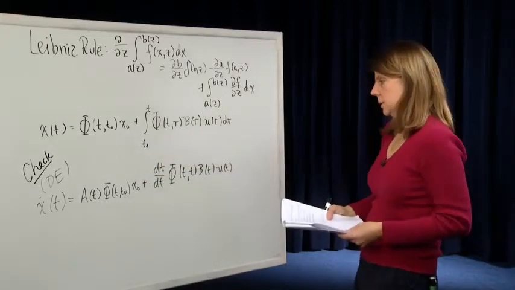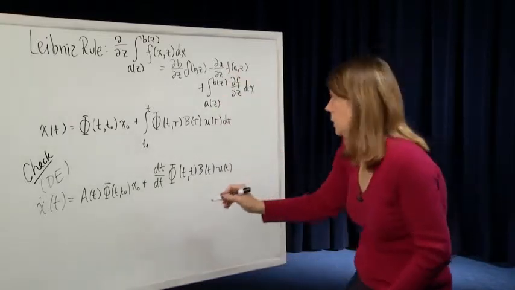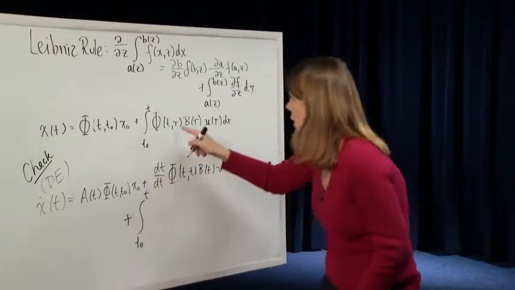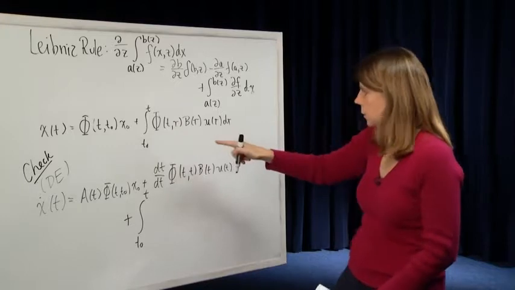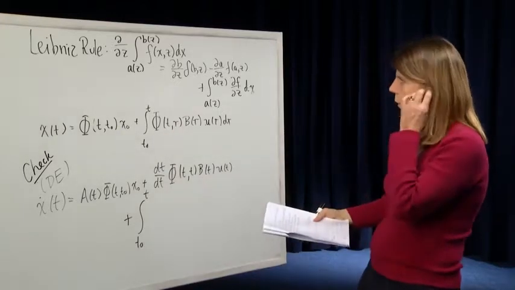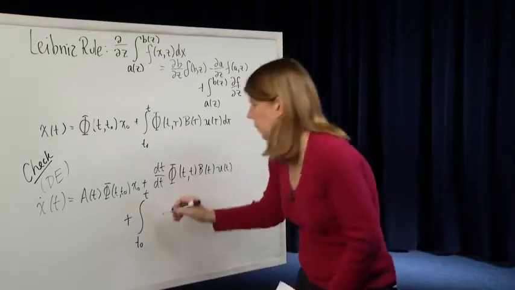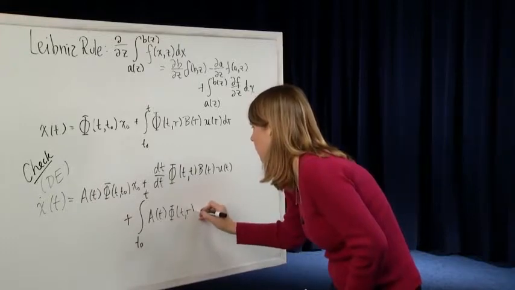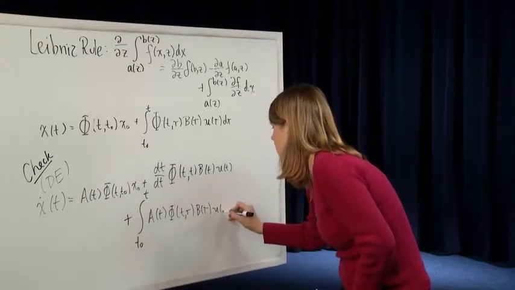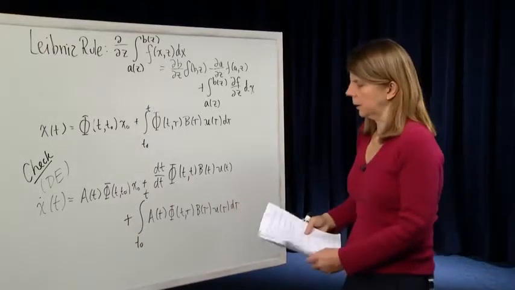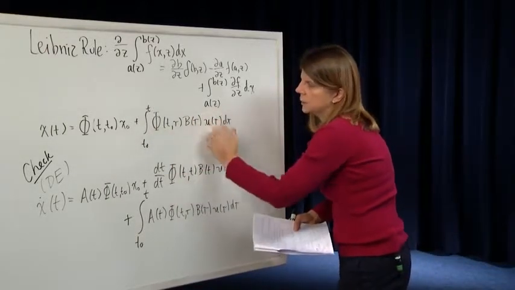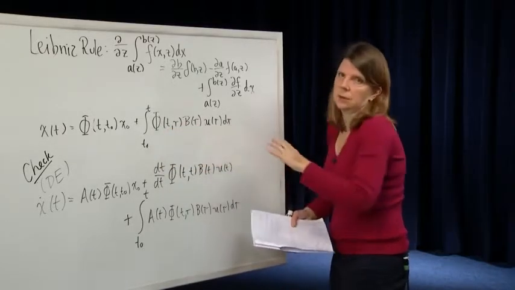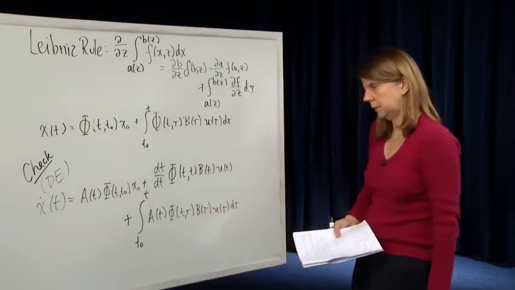Well, in this case, the lower limit is t0. It's fixed, and it doesn't depend on time. So that term just goes to 0, and then we end up with the integral term, which is the integral from the limits t0 to t of df by dz. So now we're just taking this derivative here with respect to t. So we pull out the a of t, phi of t, tau, b of tau, u of tau, d tau, just remarking here that the only dependence of that integrand on t is in the state transition matrix. All the other variables here are tau, and we're taking the derivative with respect to t.